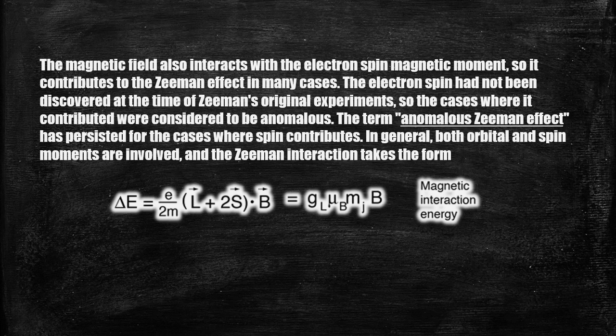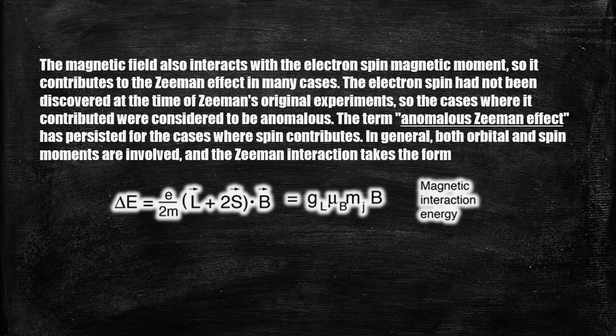The electron spin also interacts and so it contributes to the Zeeman effect. In many cases, the electron spin had not been discovered at the time of Zeeman's original experiment, so the case where the contribution was considered was called anomalous, not the normal term. The term Zeeman effect has persisted for the case where the spin contributes. Generally, both orbit and spin momentums are involved and the Zeeman interaction takes the form.